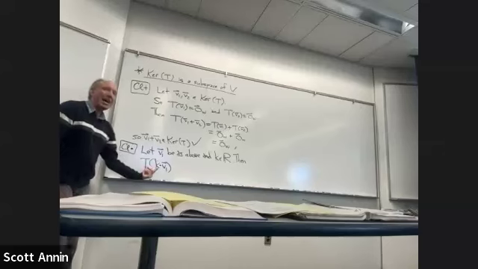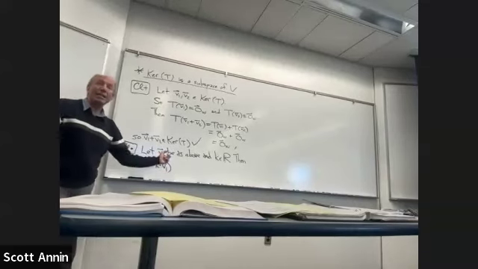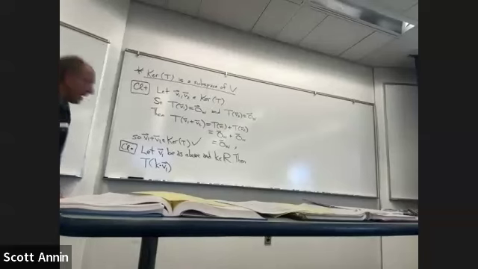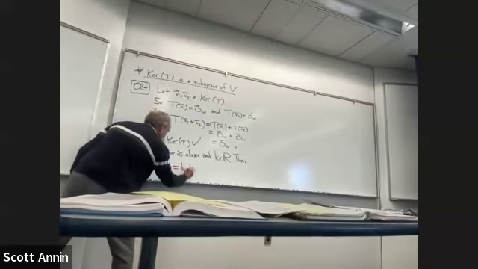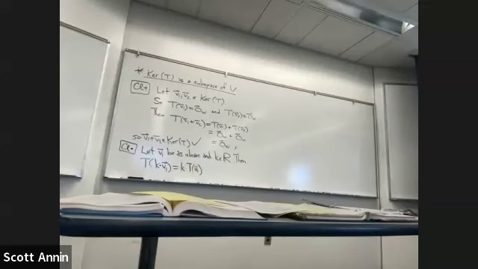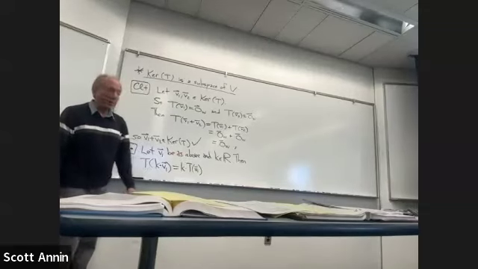So what's your knee-jerk reaction here? If I have T of K times V1, what can I do with it? Pull out the K, exactly. I'll pull out my constant. So K comes out in front. It becomes K times T of V1. This is because T respects scalar multiplication.